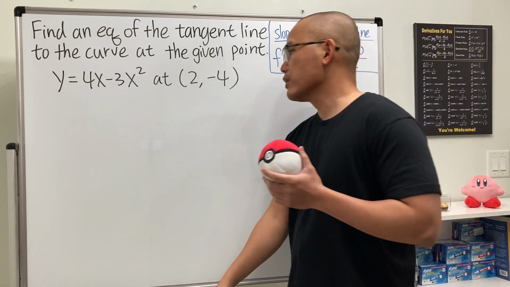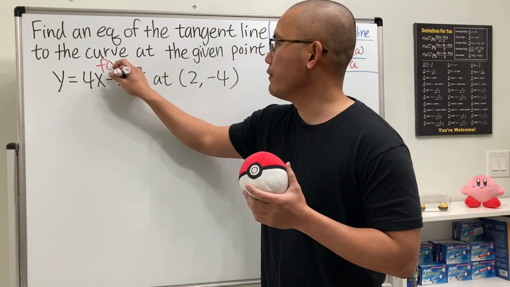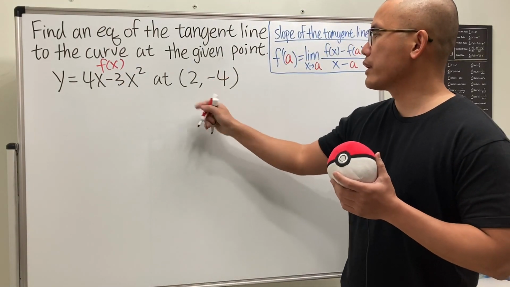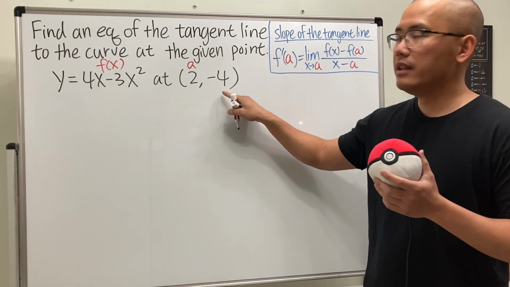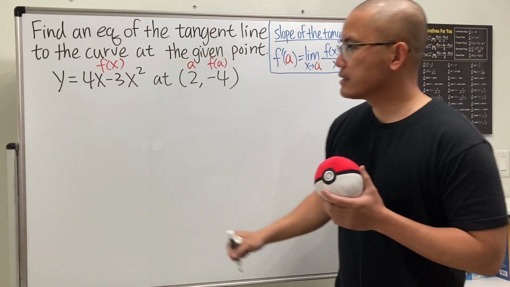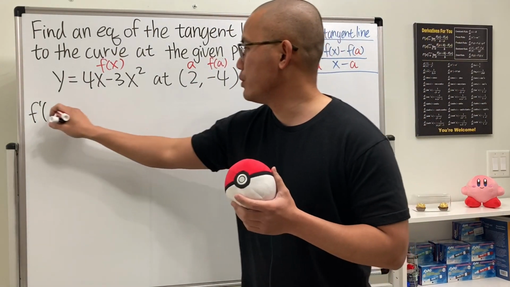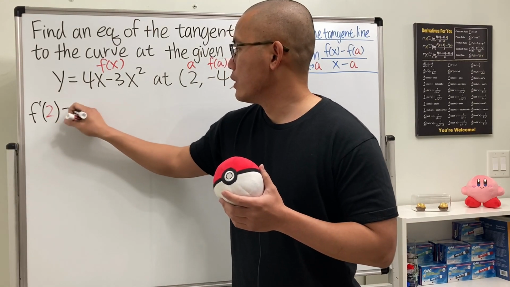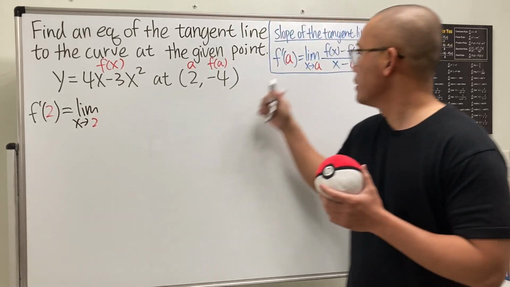So here, let's just go ahead and get to work. This right here is our function. I will denote that by f of x. And then, of course, this right here is the x value that we want, so that will be the a. And correspondingly, this will just be f of a. So now, let's go ahead and just get the slope, namely f prime of a, and that will just be the limit as x approaching 2, right, like this.